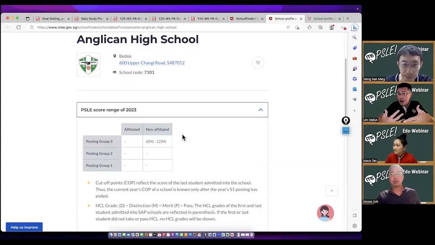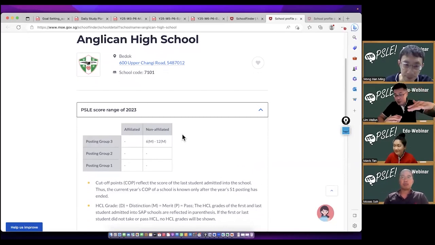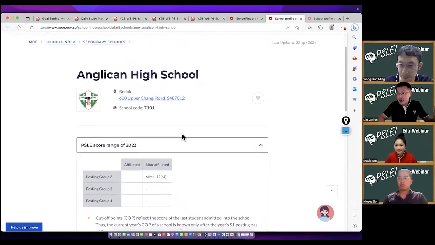I think there's another parent who raised a good question: is there a consolidated one? The answer is that it is not on the MOE website. In the past, what MOE used to do when they looked at these cutoff points is that they would have a consolidated booklet, where they look at every school and provide you with the cutoff points year by year. But right now, through the SchoolFinder, they have stopped that consolidated copy, and it is decentralized.